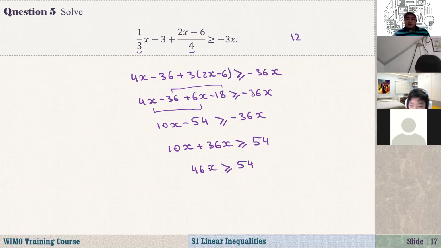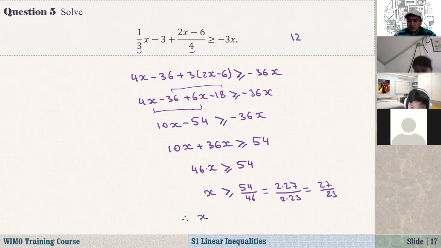Now we should divide both sides by 46. It's positive, so it does not change the inequality sign. So x is greater than or equal to 54 over 46. But if you leave this in lowest terms, 54 is 2 times 27, and this one is 2 times 23, which is equal to 27 over 23. So the solution set of this inequality is all the numbers that are greater than or equal to 27 over 23.